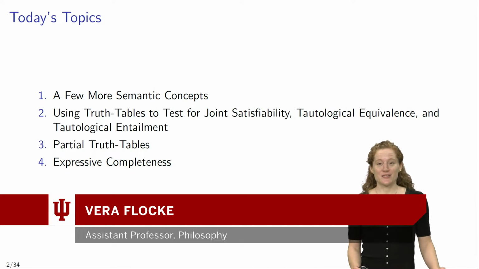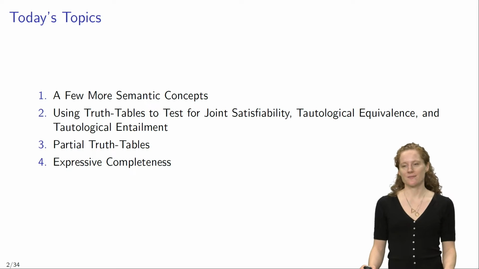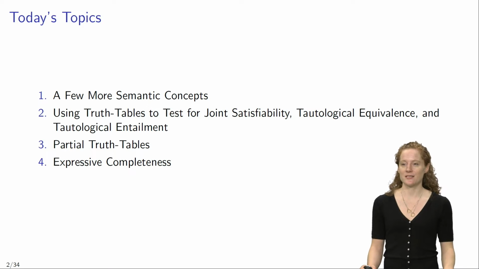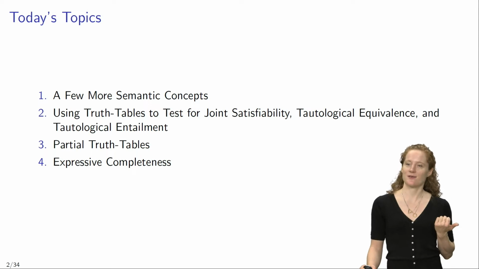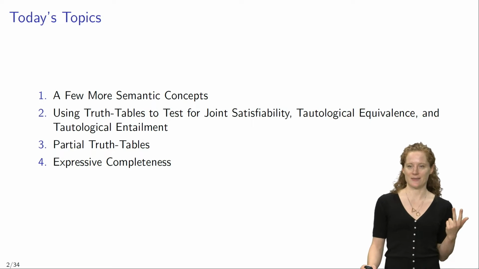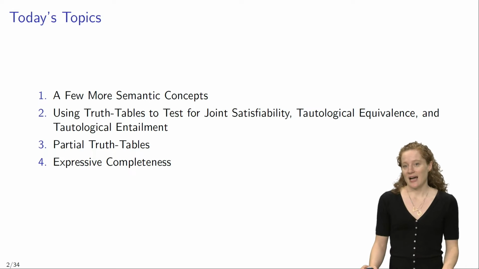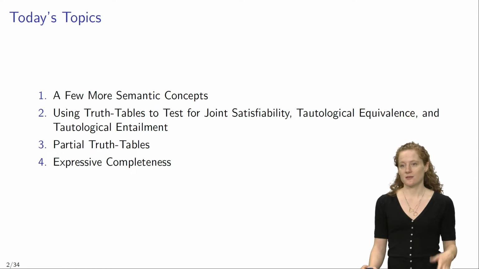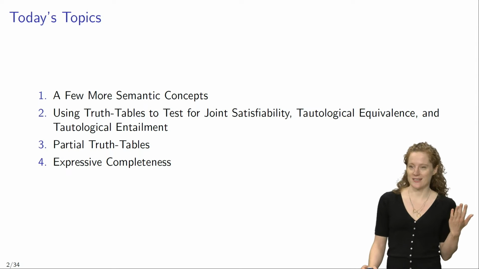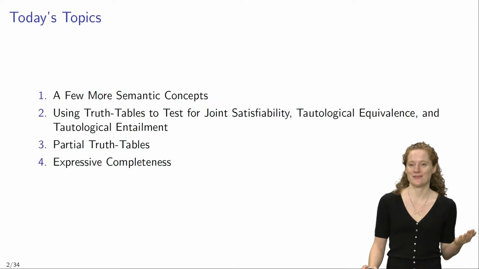Today we are going to start out by introducing a few more semantic concepts. In particular, 3 additional semantic concepts, which are joint satisfiability, tautological equivalence, and tautological entailment. In a second step, we are going to discuss how we can use truth tables to test for joint satisfiability, tautological equivalence, and tautological entailment.